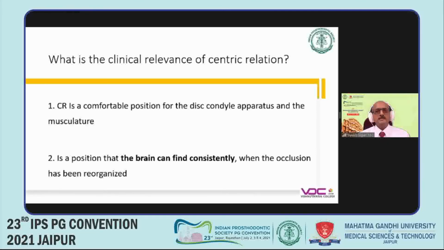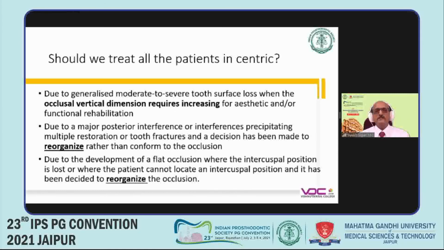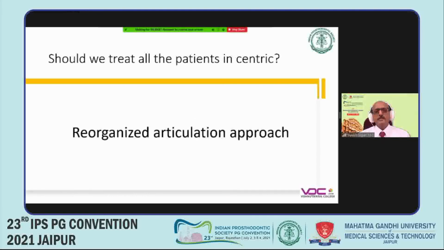So what's the relevance is the most comfortable position for the condyle, and the brain can find this position consistently, and then the brainstem can generate the pattern. So should we have to treat all patients in Centric? Not really. Only if we are using the reorganized articulation approach, that is the area where we need to record the true Centric and then make it. If we are using the conformative approach, then probably MIP should be fine.